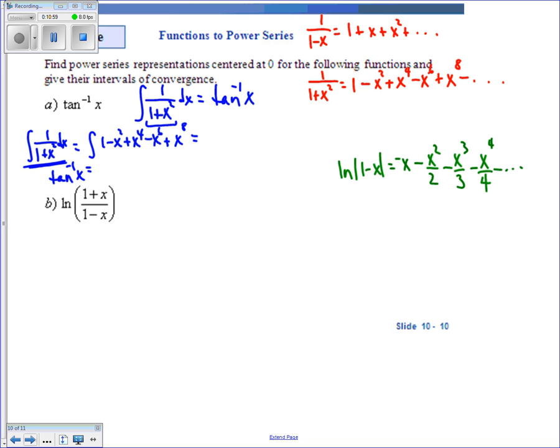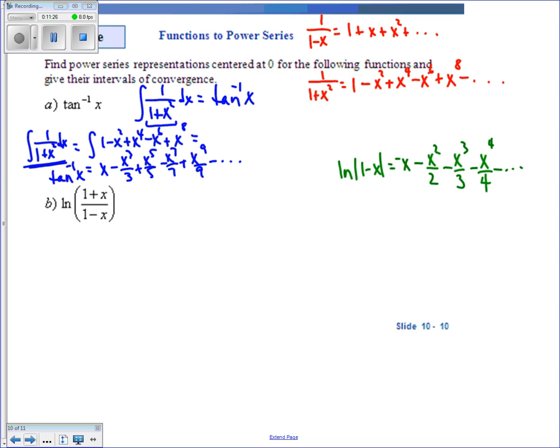So integrating term by term, I get x minus x cubed over 3 plus x to the 5th over 5 minus x to the 7th over 7 plus x to the 9th over 9. Okay? So that would be an infinite series representation, a power series representation for inverse tangent.